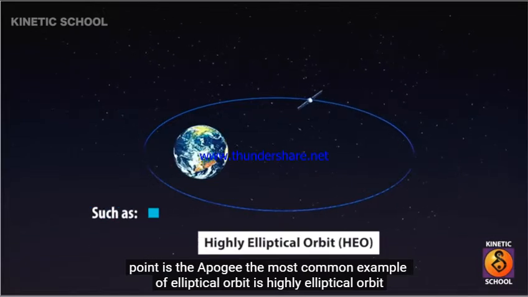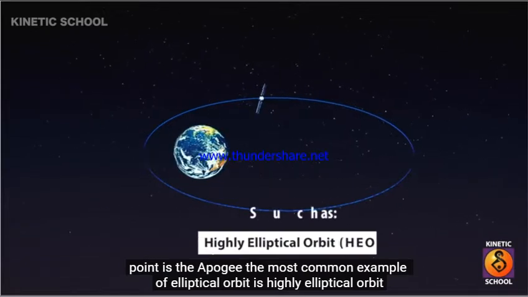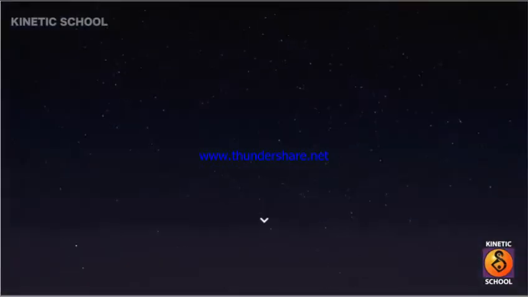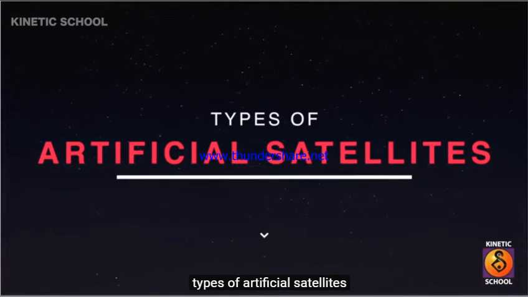The most common example of elliptical orbit is highly elliptical orbit. Types of artificial satellites.